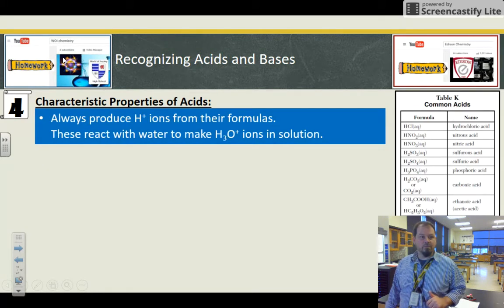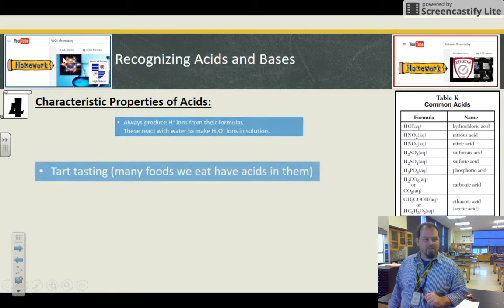First of all, they always produce this H plus ion in solution in their formulas. So they react with water to make H3O plus ions or H plus ions. Notice I put them both in there. They mean the same thing. I need to impress that upon you. H plus and H3O plus mean the same thing. And then they do have a list of properties.